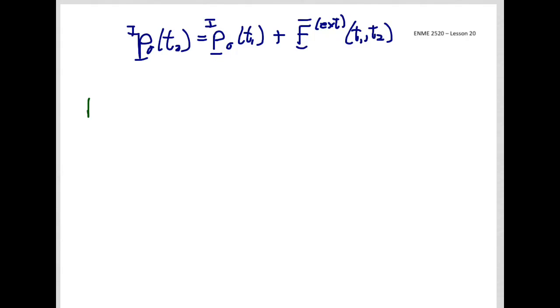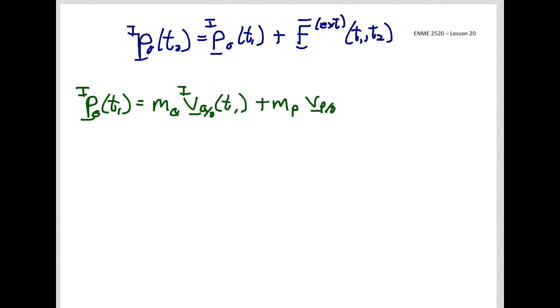So the linear momentum at time 1, P with respect to O as observed in the inertial reference frame at time 1, is going to be equal to MQ multiplied times the velocity of Q with respect to O as observed in the inertial reference frame at time 1, plus MP multiplied times the velocity of P with respect to O as observed in the inertial reference frame at time 1.